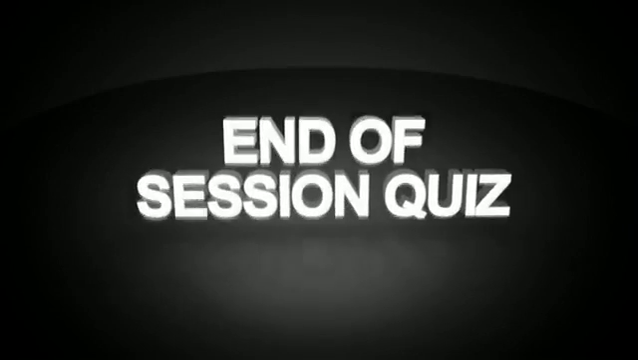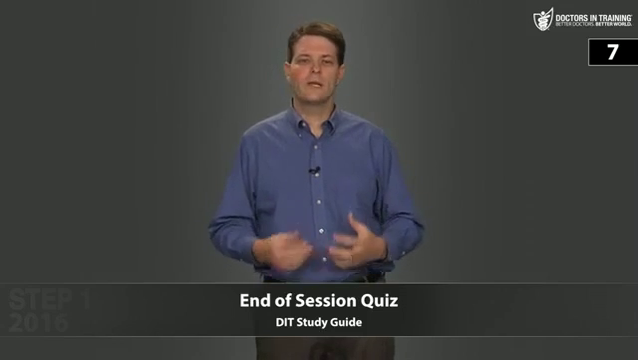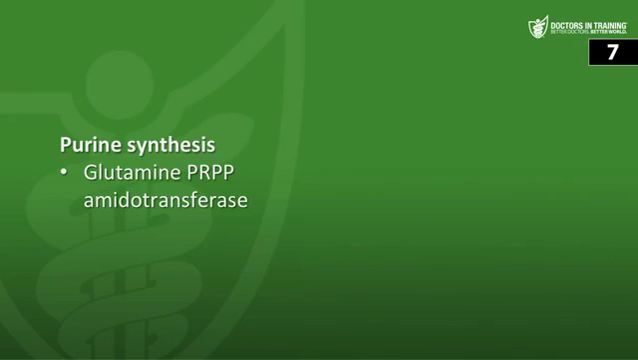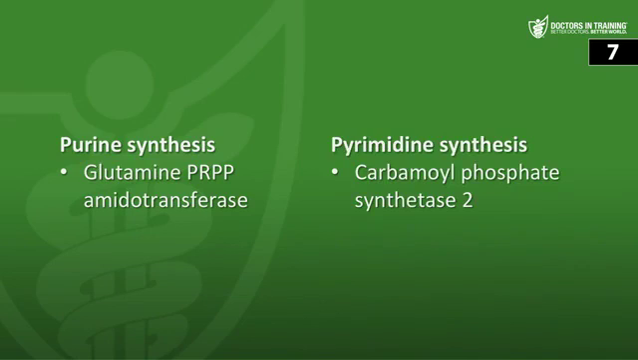So that brings us to the end of session quiz. So here I want you to pause the video, work through those quiz questions, and then we'll go through the answers. All right, first question. What's the rate-limiting enzyme in purine synthesis? We said it's glutamine PRPP amidotransferase. Then what about in pyrimidine synthesis? It was CPS2.